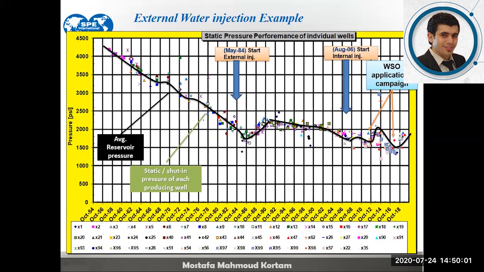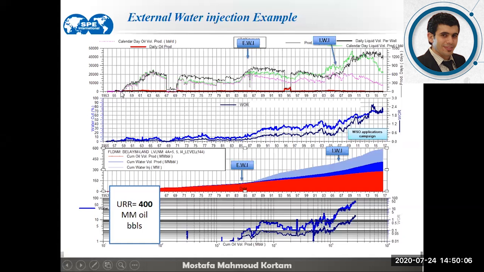So reviewing the field performance, the field started in late '58. The black curve represents the liquid production rate per day, while the green curve represents the production of oil. The light blue curve represents the water cut, while the dark blue represents the water oil ratio. This curve demonstrates the cumulative oil and the produced water, and the injected water as well.